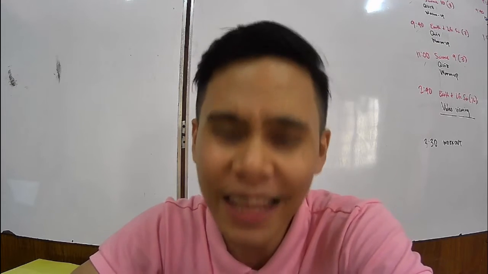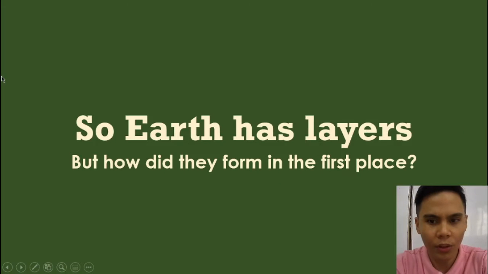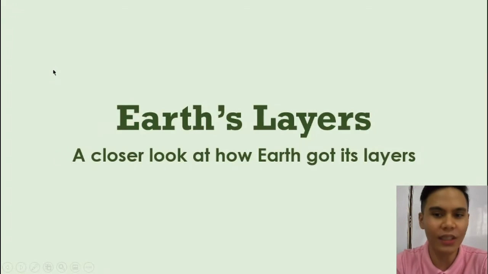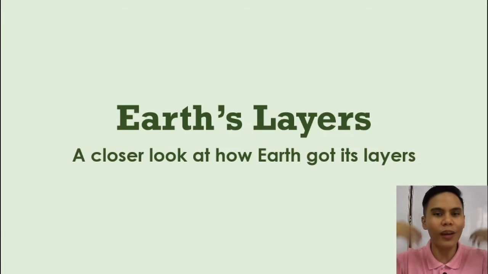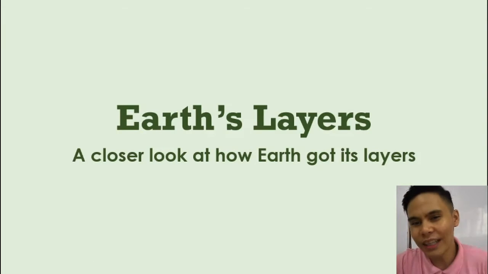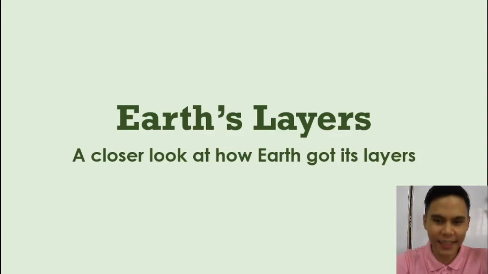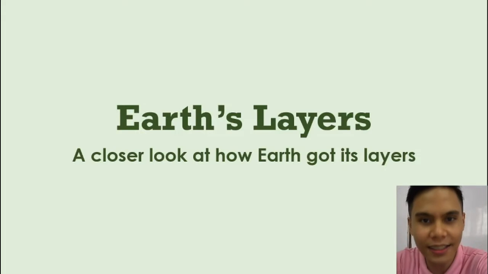In this session, we're gonna get to know Earth inside and out. My name is Sir Ramon, and this is Science with Sir Ramon. Let's get right into it. So, Earth has layers, but how did they form in the first place? Earth's layers form through a very complex process that is related to the life of Earth itself. So let's take a closer look at how Earth got its layers.